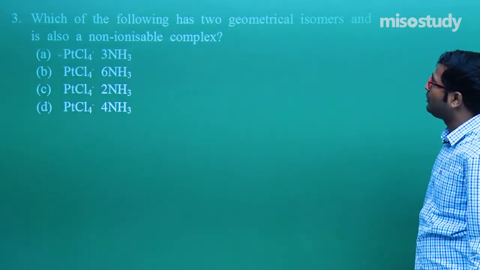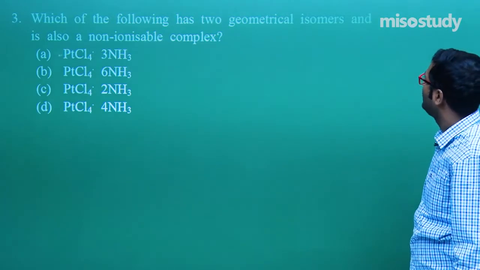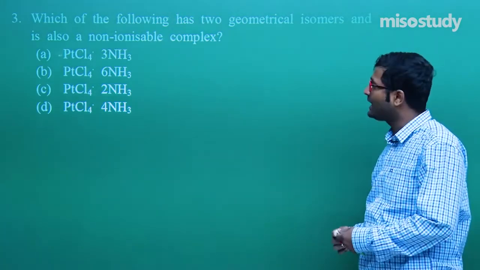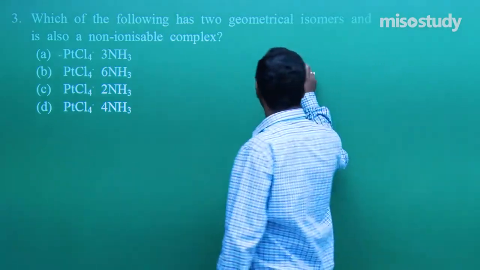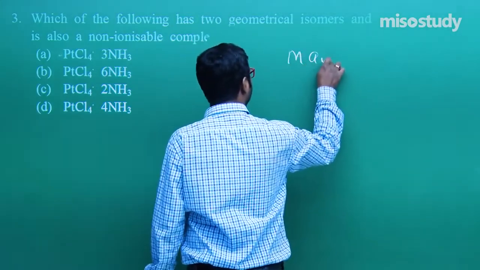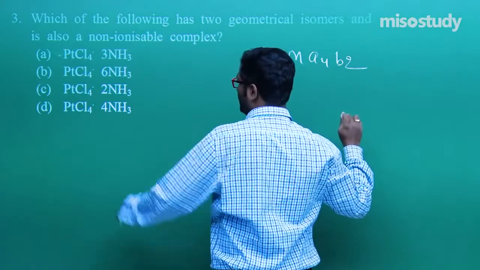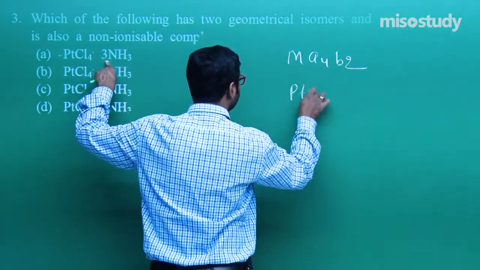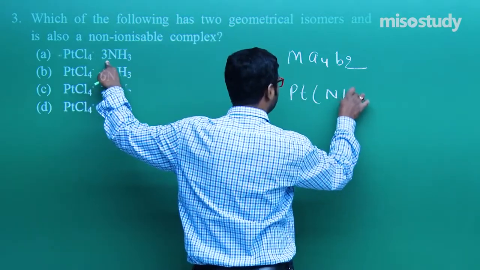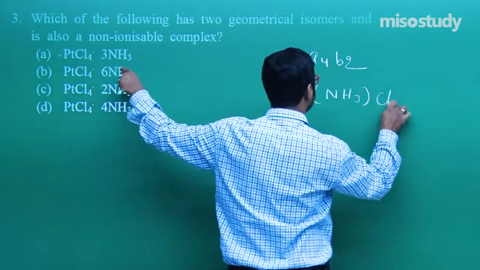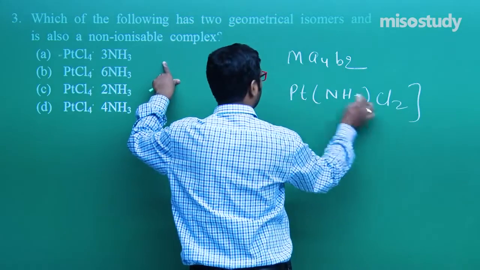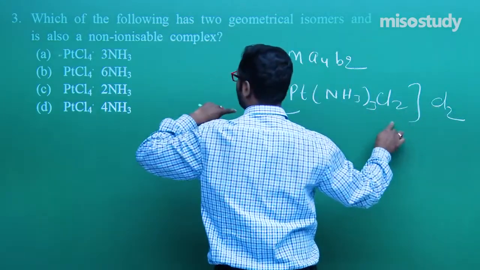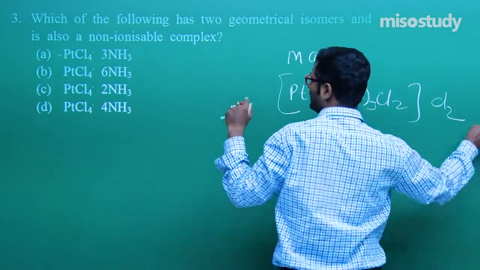Which of the following has two geometrical isomers and is also non-ionizable, that is, no charge? As we know, if a complex has the formula MA4B2, now look here. If I write Pt(NH3)3 and Cl2, this is not non-ionizable, so this one is not possible.